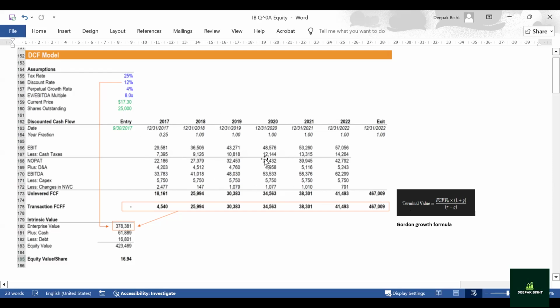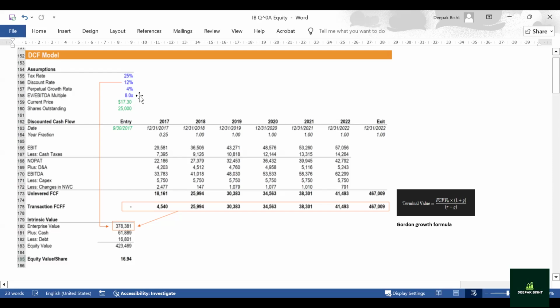So this is how a DCF looks like. Tax rate, we have assumed a tax rate. We have calculated a discount rate on the basis of weighted average cost of capital. This is the perpetual growth rate. All these numbers and assumptions, which you can see in blue. This 8x is the market multiple, the enterprise value to EBITDA multiple, which is a comparison of peer companies.